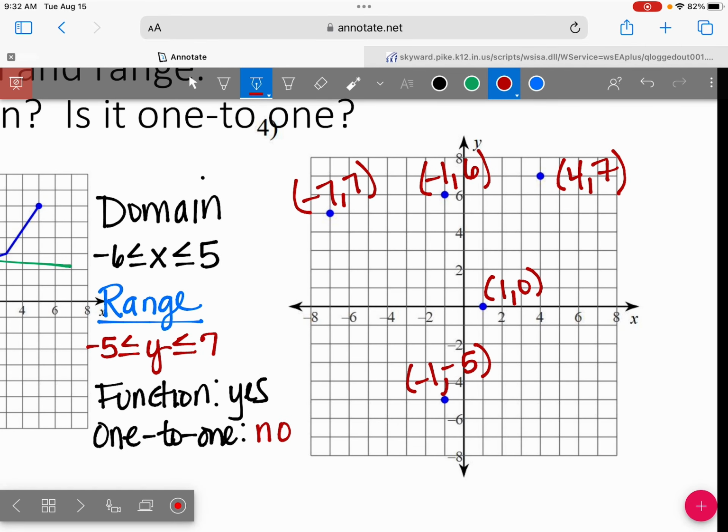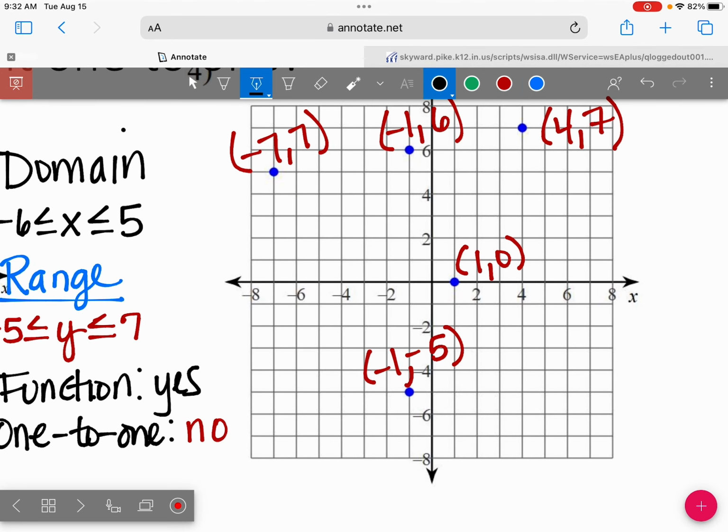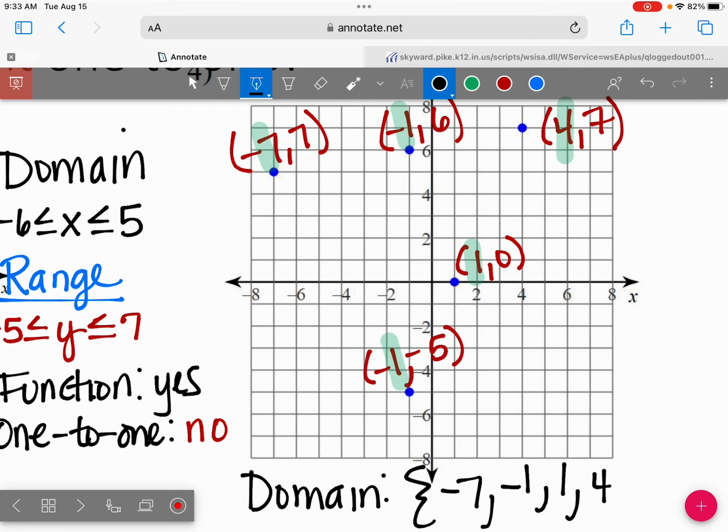So for your domain, you're just going to list those x values. So I'm just listing these numbers. So -7, -1. You don't have to list the same number twice. So my domain would be -7, -1, 1, and 4. And you make those really fancy brackets when it's a discrete function.